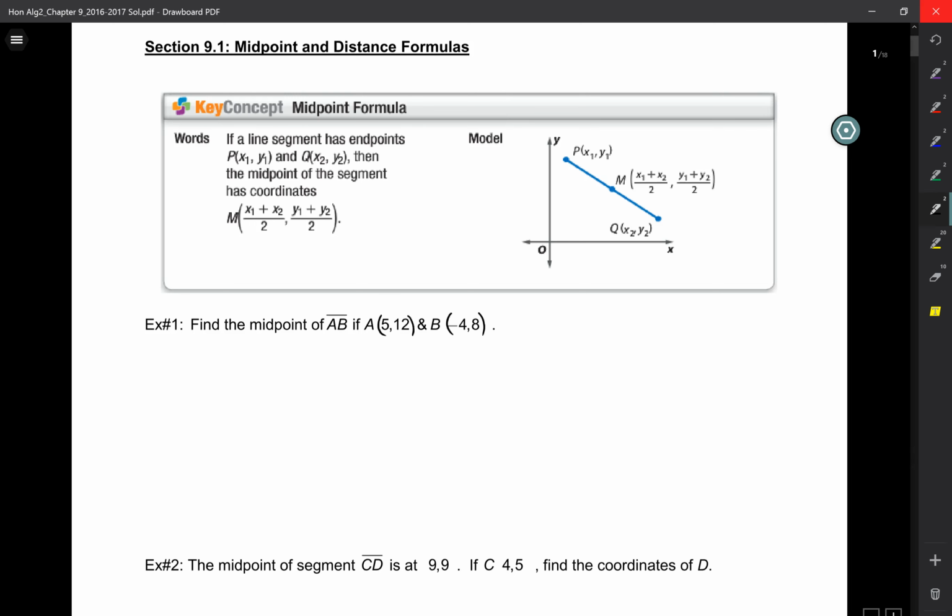So here, I have 2 points. I need to find the midpoint, and it's just like taking the average of two scores. You add and divide by 2. That's how you find the middle of 2 points. So if this is x1, y1, x2, y2, then the midpoint is 5 minus 4 over 2, 12 plus 8 over 2. So how much is that? 1/2 and 10, right, guys? Yes? Okay.